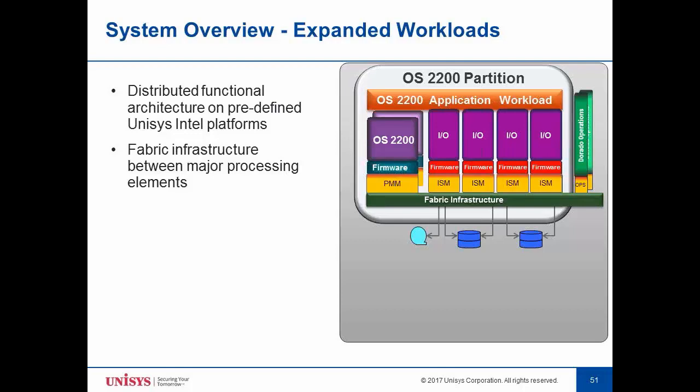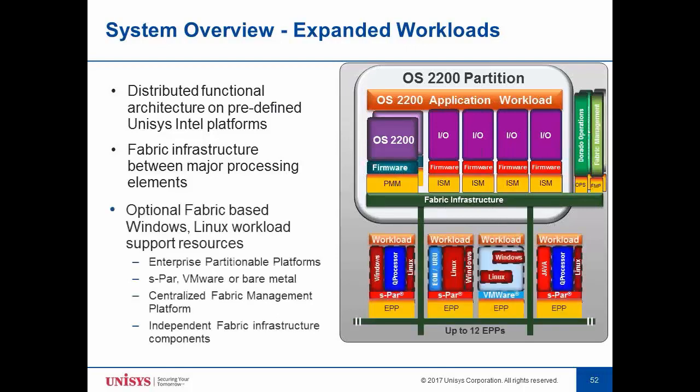There is an additional level of capabilities that is part of the fabric infrastructure, and that is an option with the ClearPath Forward Dorado systems. We can add additional Intel-based resources to support a number of Windows and Linux workload capabilities. Those are covered under what we call an enterprise partitionable platform.